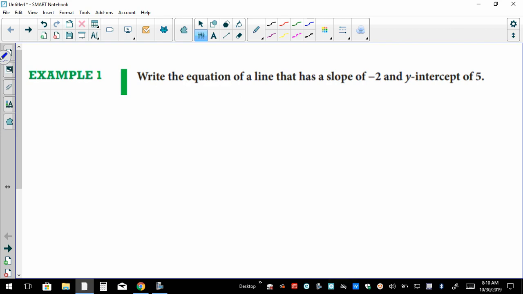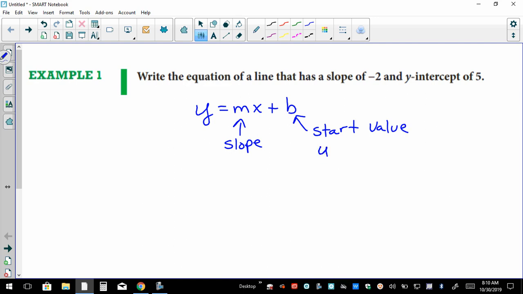Raise your hand. Cooper, thank you. Okay, so it's got to be in this form. This is the form of a line, right? Let's just do this. What is M? Rate of change or slope. What's the B? Start value, or what's another name for it? Y-intercept. Okay. What's the x?